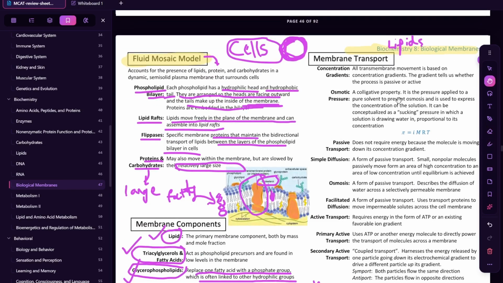For membrane transport, so things have to go in and out of your cell, right? So there are different ways that things can come in and out of your cell. You can have concentration gradients where things just naturally, spontaneously diffuse, in other words. And all transmembrane movement is based on these concentration gradients. And the gradients will tell us whether the process is active or passive. So if a process follows its gradient, it's passive, right? If it doesn't, then we need to use an active form of transportation.